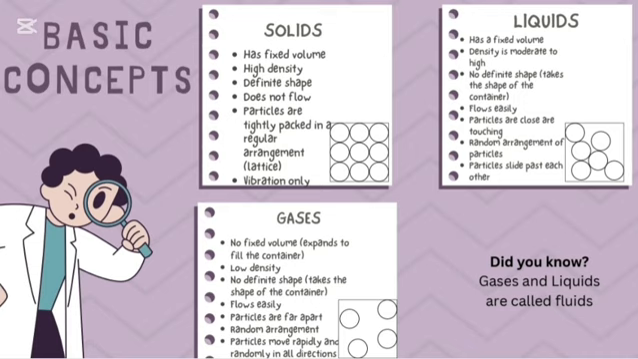Flows easily. Particles are close, are touching. Random arrangement of particles. Particles slide past each other. Gases. No fixed volume. Expands to fill the container. Low density. No definite shape. Takes the shape of the container. Flows easily. Particles are far apart. Random arrangement. Particles move rapidly and randomly in all directions.